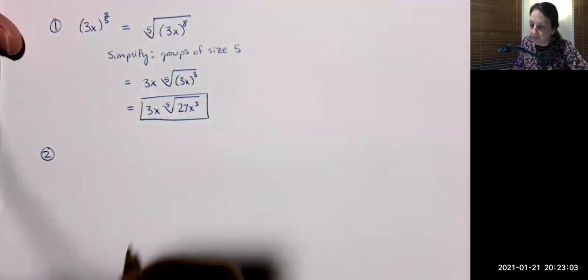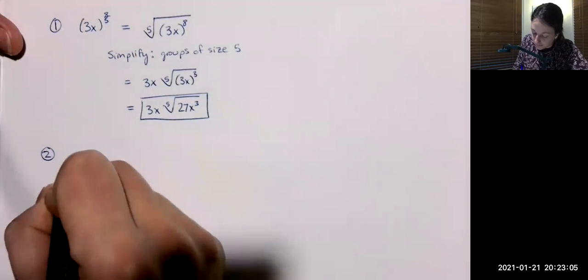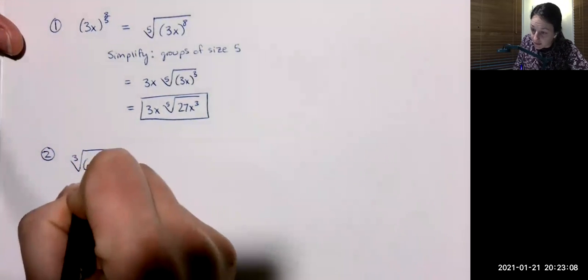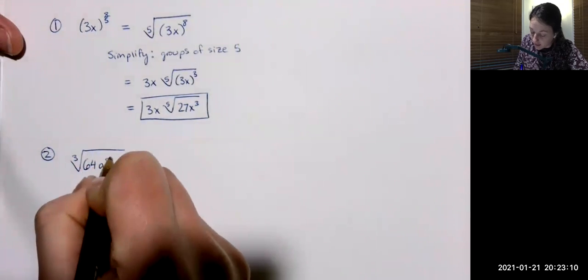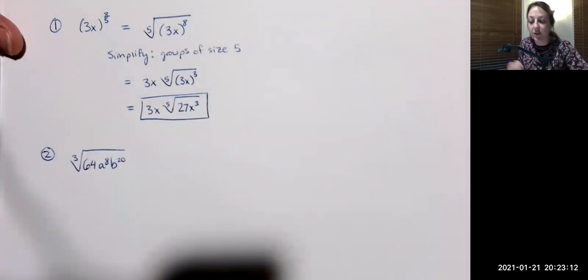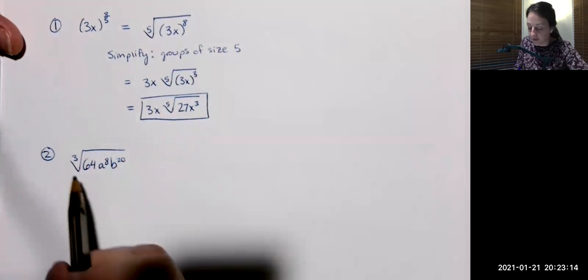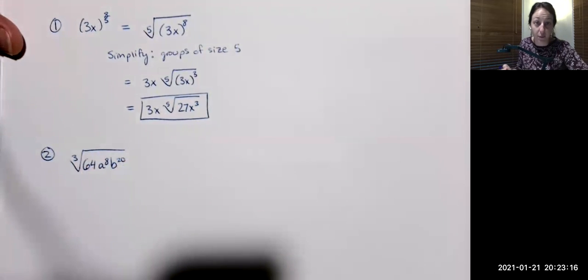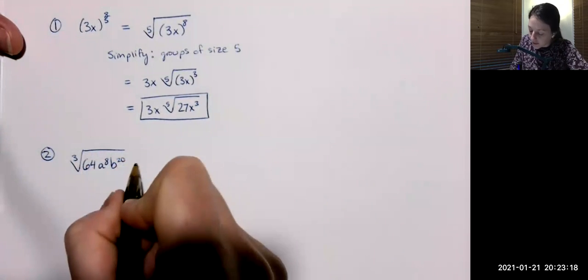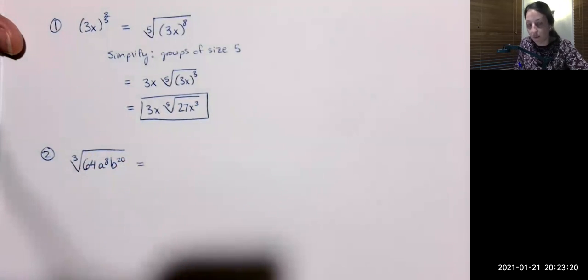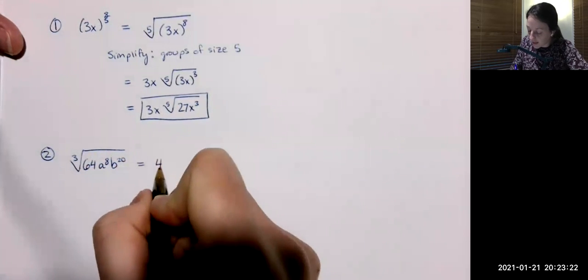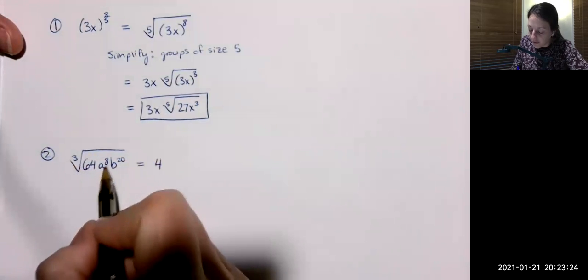So number 2 has the cube root of 64 a to the 8th b to the 20th. Simplify, leaving in radical form. So I'm still going to have the radical left over probably. When I simplify this, cube root of 64 is 4. So that's easy. Cube root of a to the 8th.